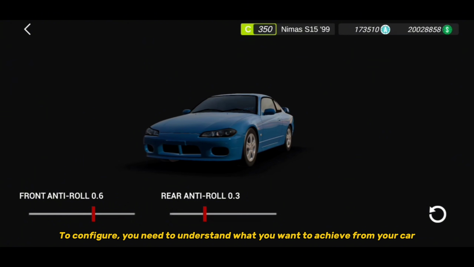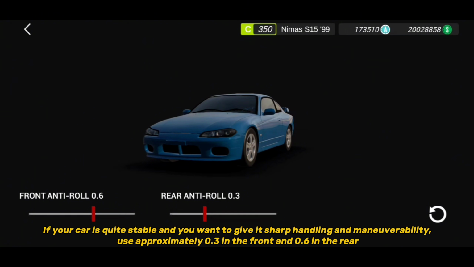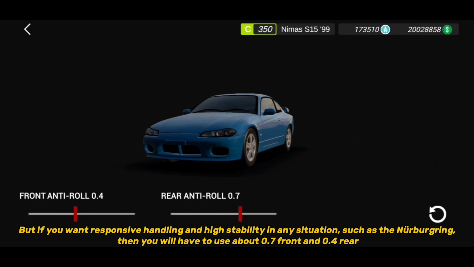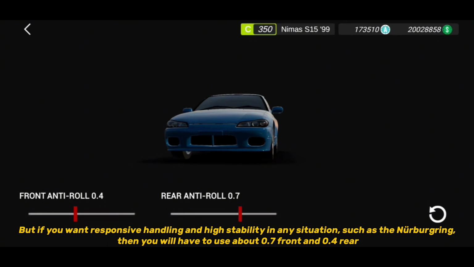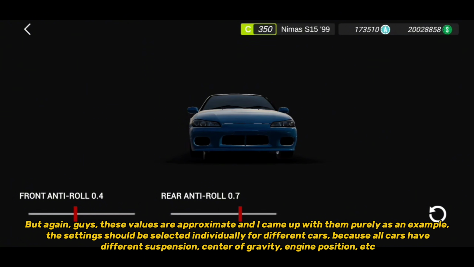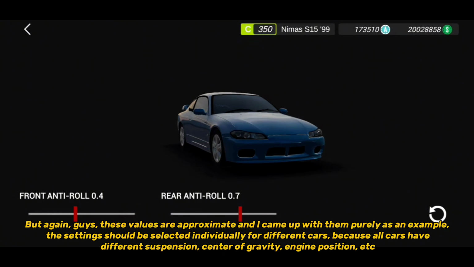To configure, you need to understand what you want to achieve from your car. If your car is quite stable and you want to give it sharp handling and maneuverability, use approximately 0.3 in the front and 0.6 in the rear. But if you want responsive handling and high stability in any situation, such as the Nürburgring, then you will have to use about 0.7 front and 0.4 rear. But again, guys, these values are approximate, and I came up with them purely as an example.